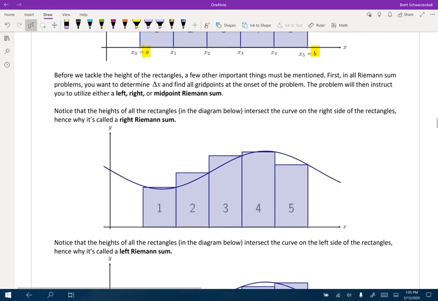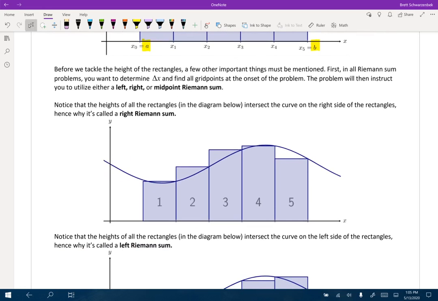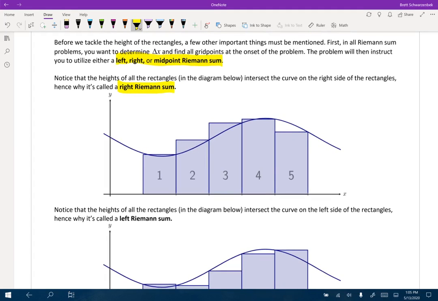So another thing, believe it or not, there are 3 types of Riemann sums: left, right, and midpoint. Before we can tackle heights, we actually have to determine the difference between a left, right, and midpoint Riemann sum. Alright, so we're going to start with a right Riemann sum. That's going to be the key. So what is a right Riemann sum?